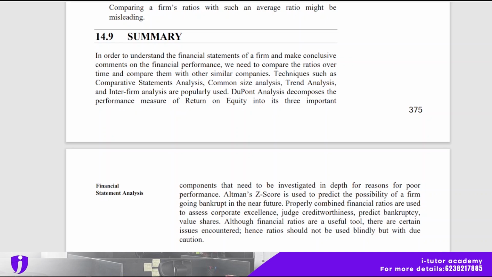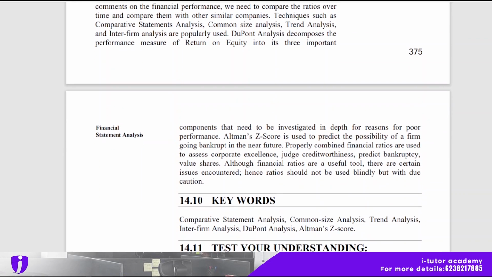Altman's Z-score is used to predict the possibility of a firm going bankrupt in the near future, and properly combined financial ratios are used to assess corporate excellence, judge creditworthiness, predict bankruptcy, and value shares. Although financial ratios are a useful tool, there are certain issues encountered. Hence, ratios should not be used blindly but with due caution.